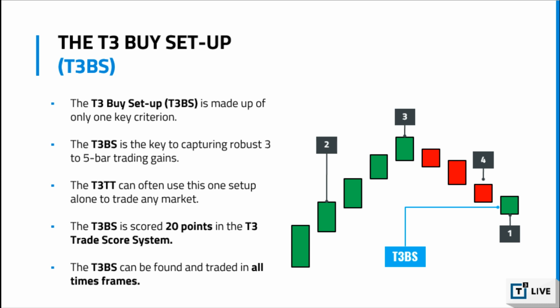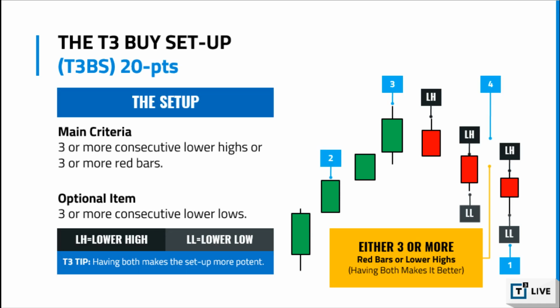All right. So what is that key criterion? Anybody know what it is? What is that key requirement? And here it is. Very simple. 3 or more consecutive lower highs or 3 or more red bars. If you get that, you basically, in theory at least, have a setup.